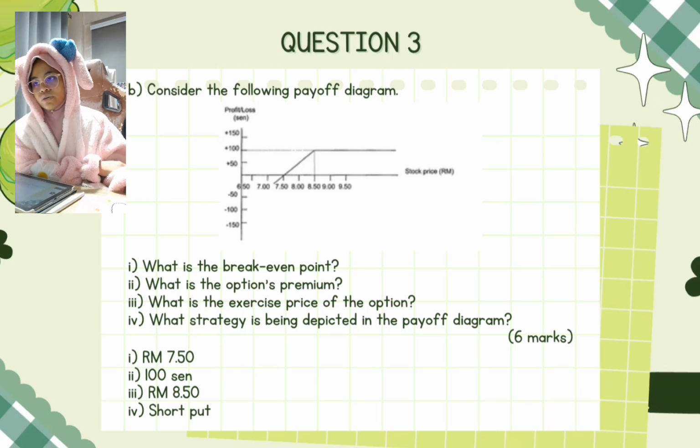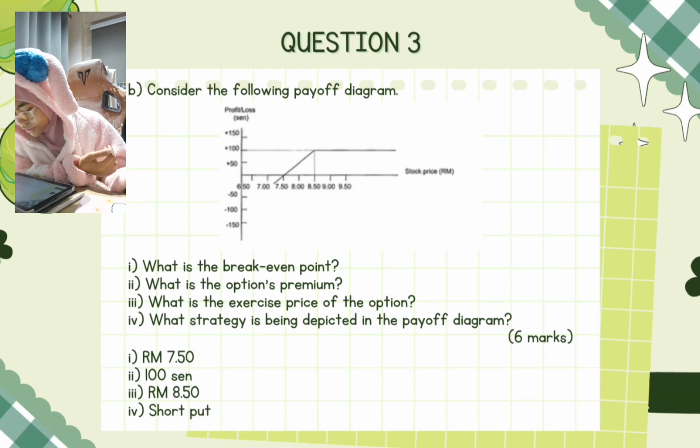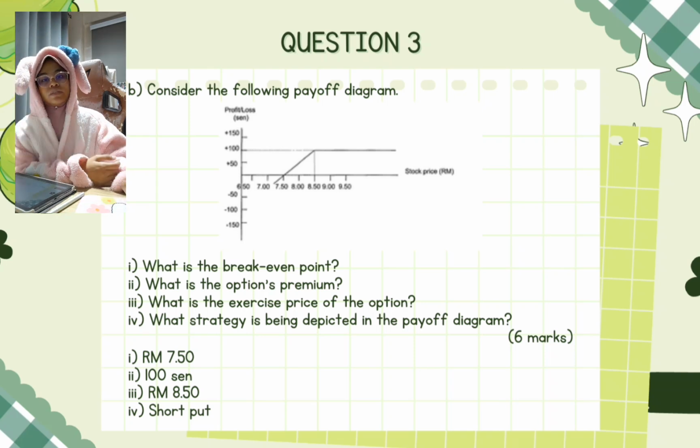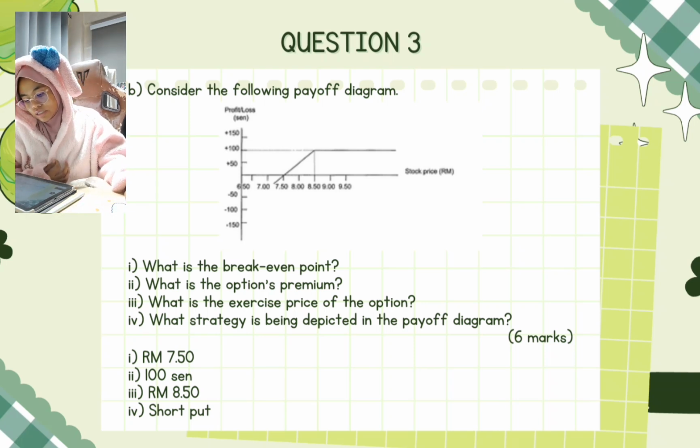Consider the following payoff diagram. What is the break-even point? What is the options premium? What is the exercise price of the option? What is the strategy being depicted in the payoff diagram?